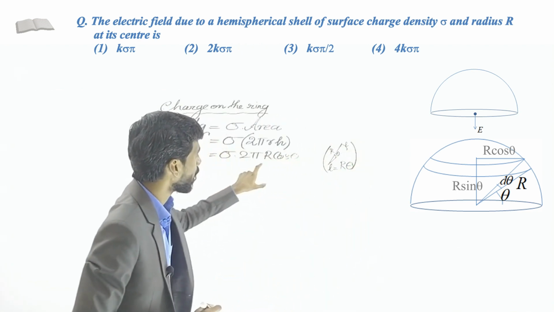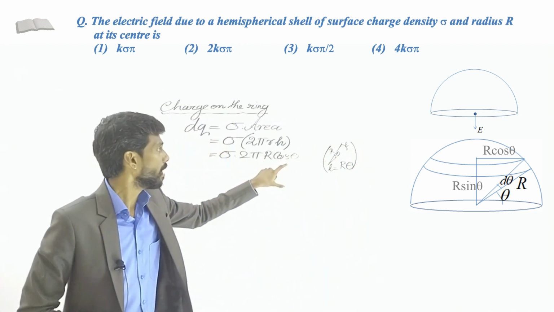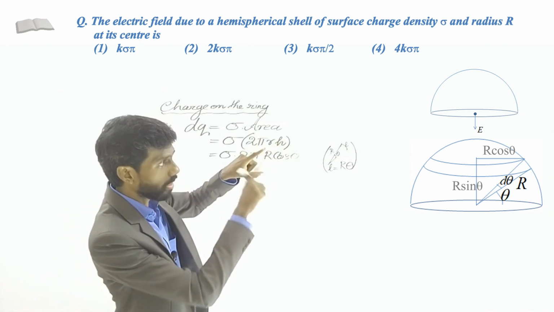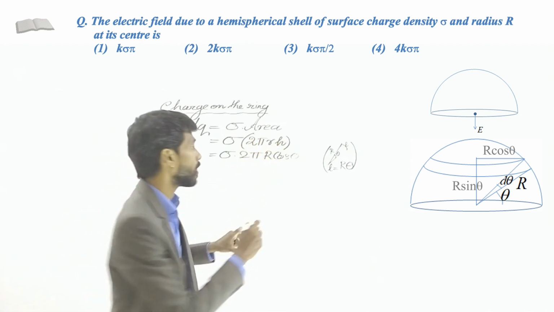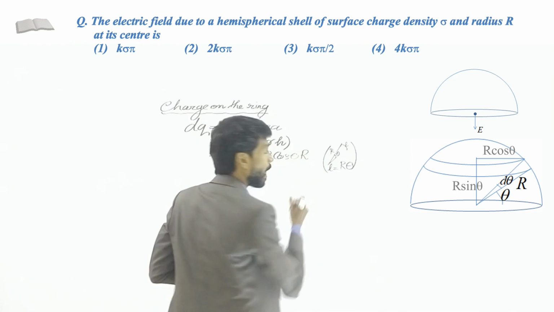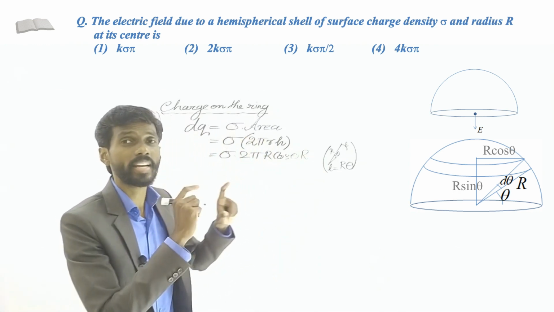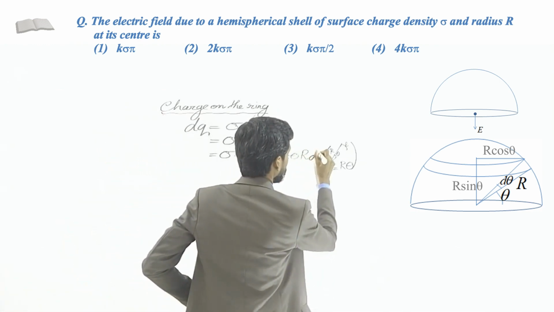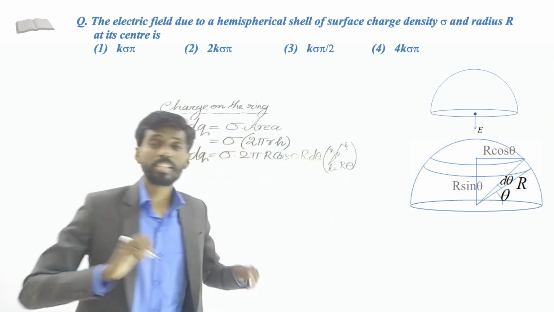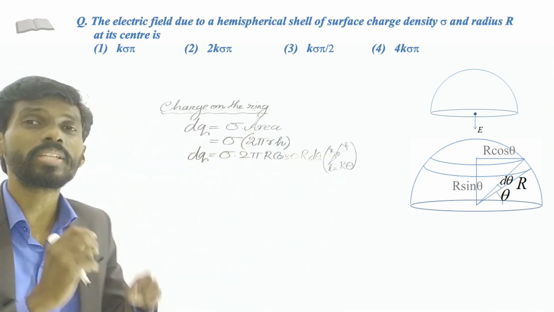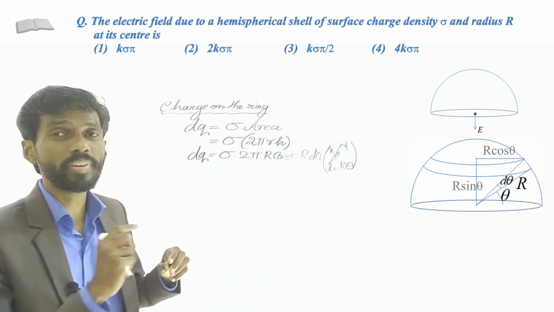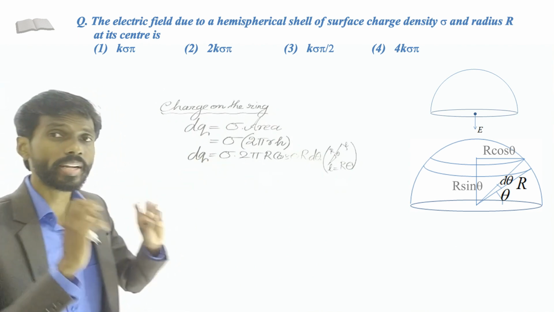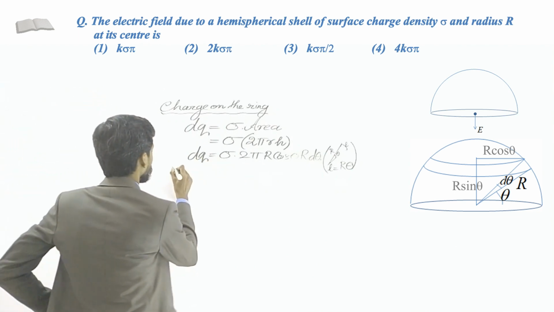So that means 2 pi r cos theta multiplied by the height. The height is the length of the arc. What is the length of the arc? R multiplied by the angle subtended. That angle is what we have taken as d theta. So this is the charge on the ring. So we found the charge on the ring. Now we will find the electric field due to this ring at that point. Alright, so let us find the electric field.